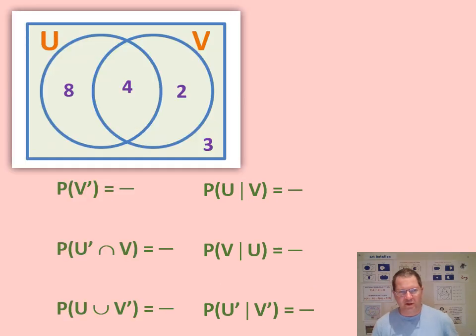Just to finish off, we're going to look at one final Venn diagram with U and V and just practice these 6 examples of notation. They're all empty at the moment. If you want to pause the video and work them out for yourself first, have a go.